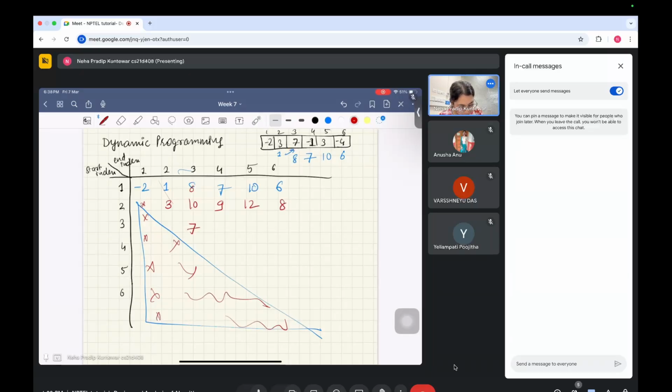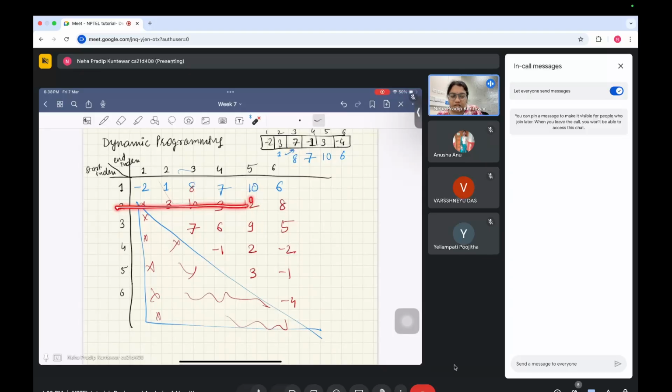Similarly, can you tell me the remaining values now quickly? 7, 6, 9, 5. Good. Then minus 2, 3 minus 1, and finally minus 4. Okay. So now what is the maximum number that is there in the whole triangle? 12. 12. And so what is the subarray corresponding to it?